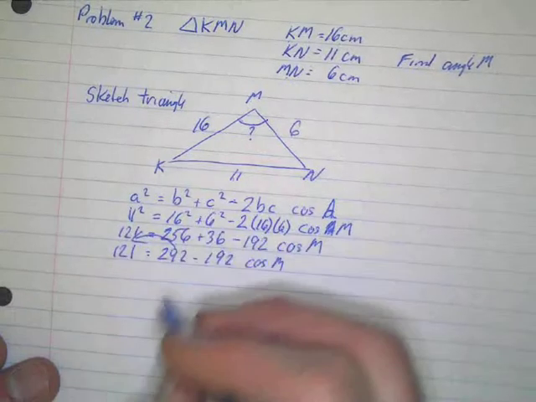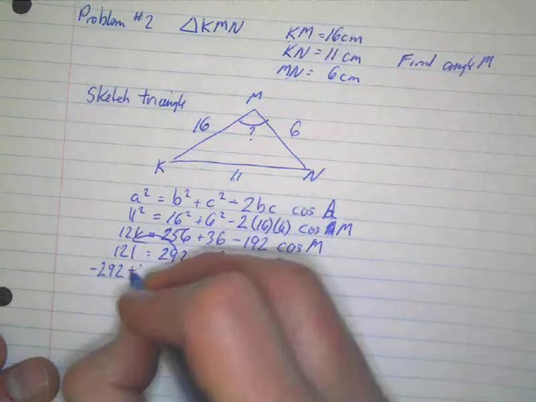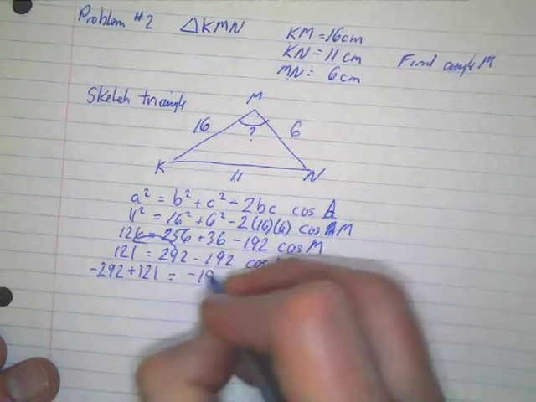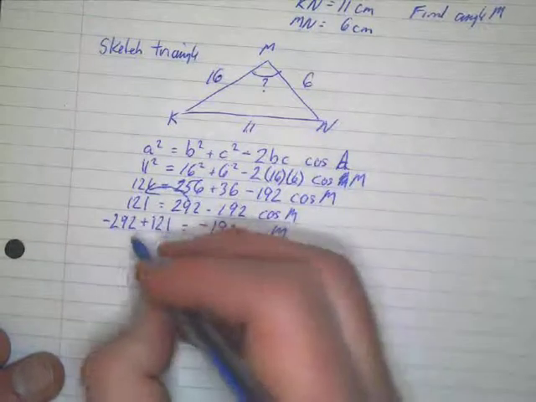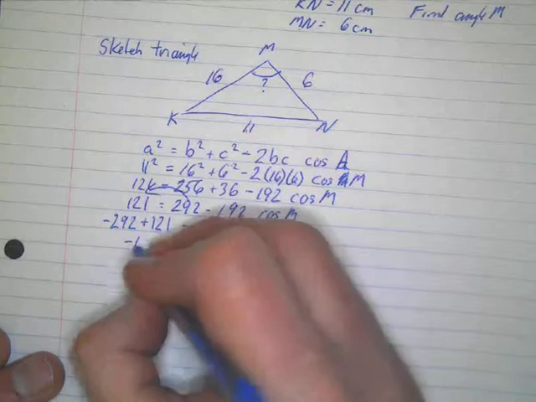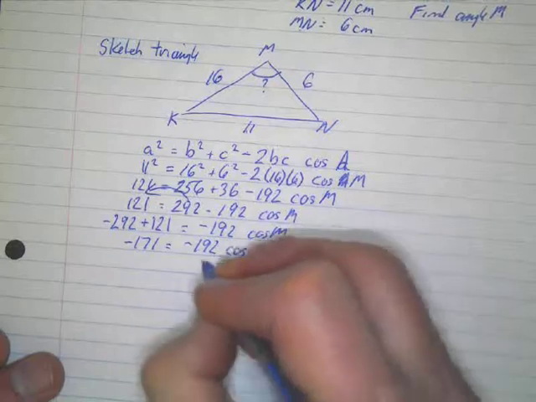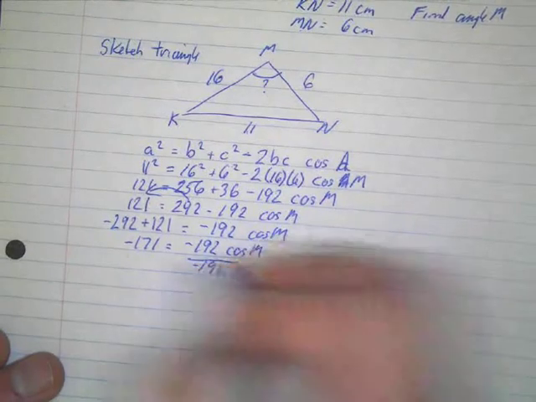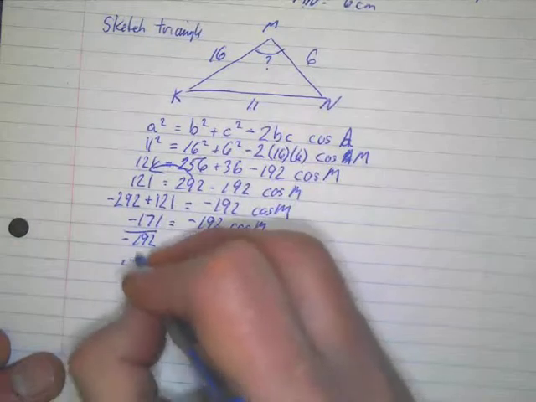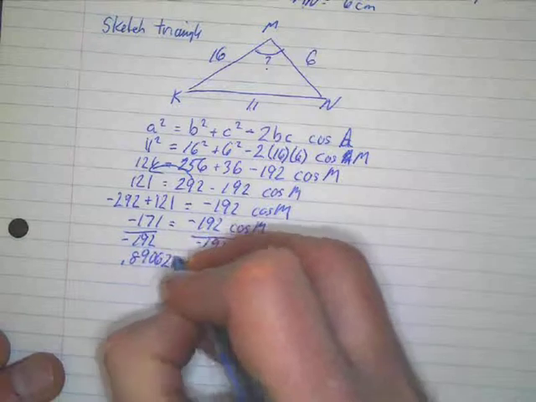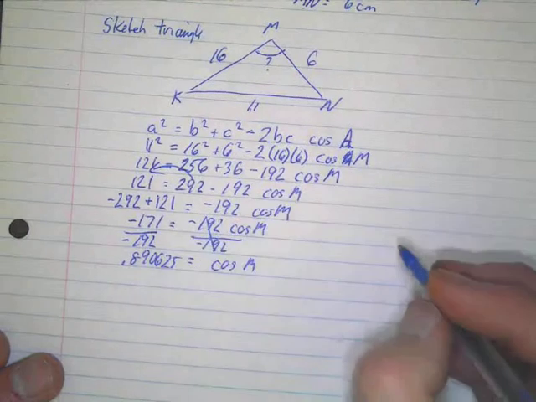Bring that over to this side, so now I get negative 292 plus 121 is equal to negative 192 cos M. Negative 292 plus 121 is negative 171, is equal to negative 192 cos M. Divide this by negative 192. What I do to one side, I must do to the other side. And here I get 0.890625. Once again, do not round off, is equal to cos M because these cancel out.